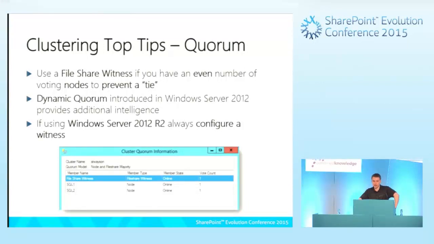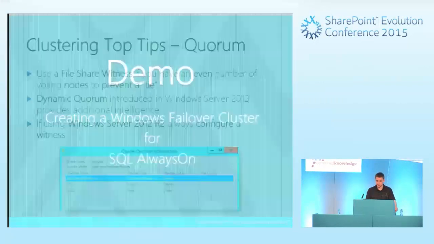which is pretty cool. If you're using Server 2012 R2, we recommend you always configure a witness. Previously we said configure a witness if you've got an even number to prevent a tie. But with R2, it will dynamically manage the vote for the file share witness. If you've got an even number of nodes, it will use that vote. If you have an odd number, it won't. So it'll dynamically decide whether that vote should be taken into consideration or not.